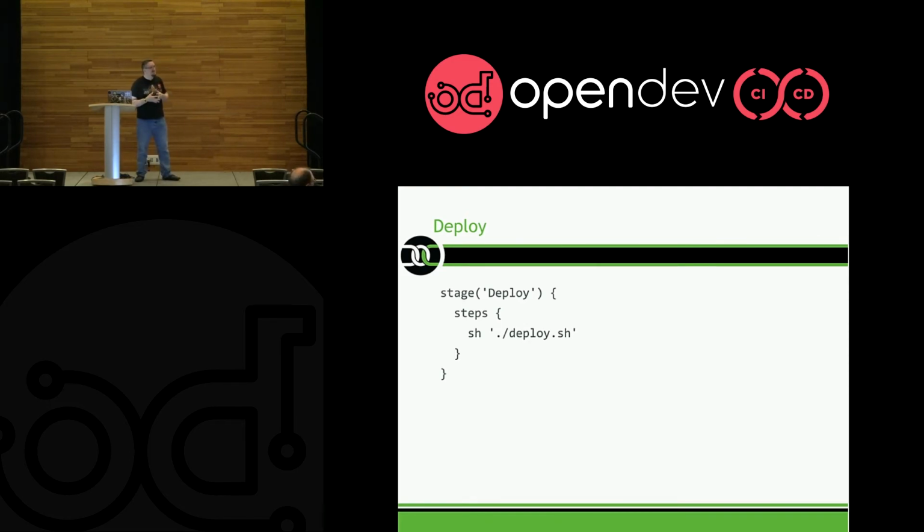Yes? When you unstash, where does the artifact actually go? Because you sort of just run a test, but it's not apparent. How does the test know where to pick up that artifact?